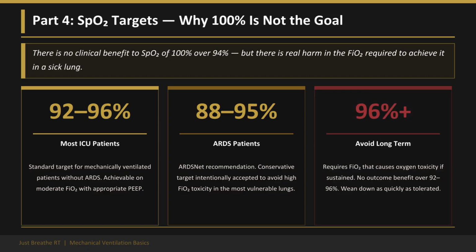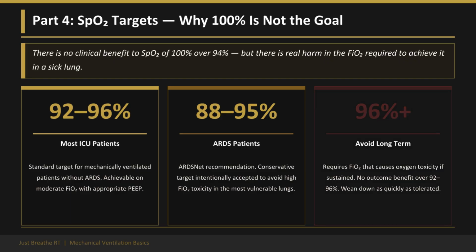Because getting there requires high FiO₂. And as we just covered, high FiO₂ sustained over time causes lung injury. There is no clinical benefit to an SpO₂ of 100% over an SpO₂ of 94%. But there is meaningful harm in the FiO₂ required to achieve it in a sick lung.